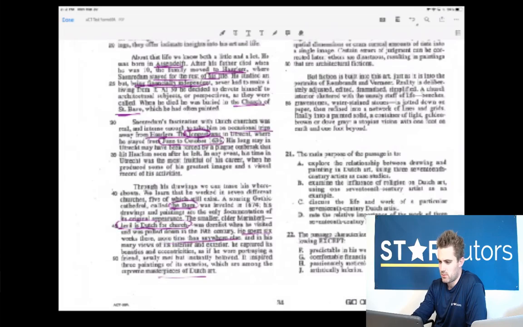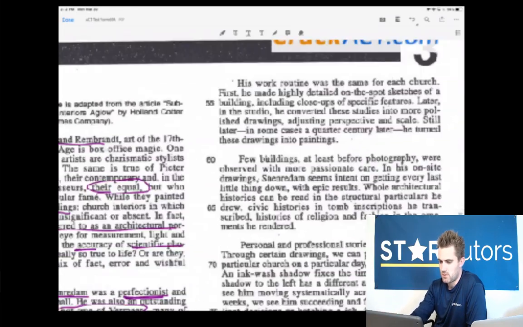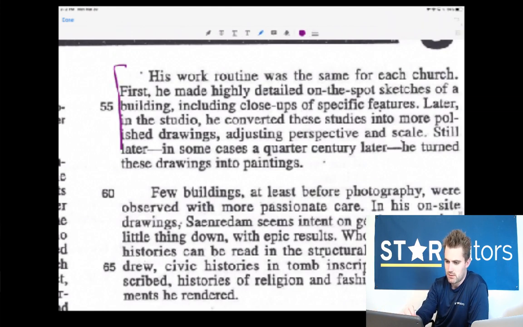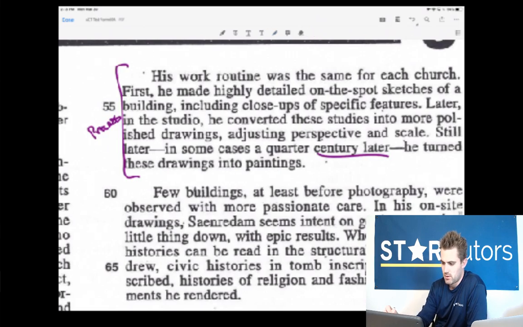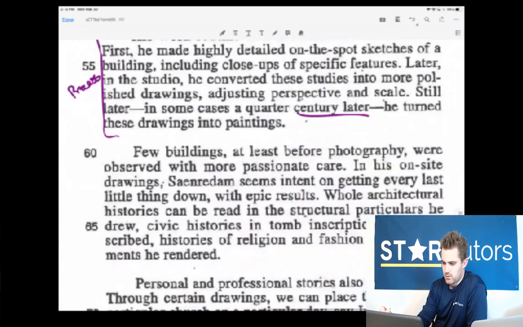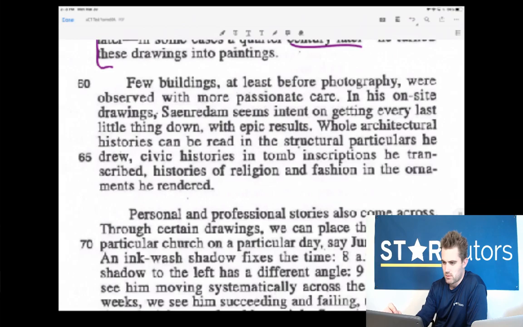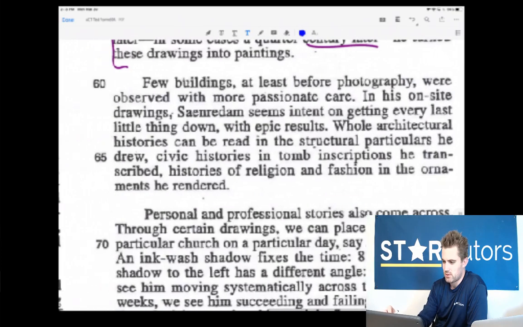That's come up here. Work routine, same for each church. First, detail on, so this is all about his process, right? How he does it, process. If that comes up, he converted these studies into more polished drawings, in some cases, drawings into painting. So he was a draftsman. They talked about him in Bermuda doing that. He's a perfectionist. They already mentioned this.